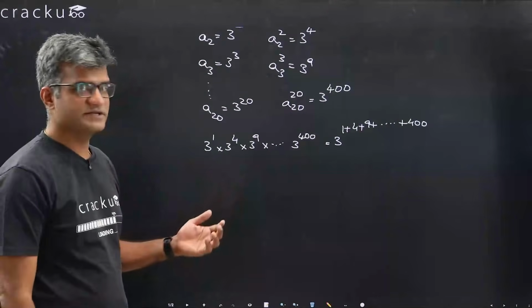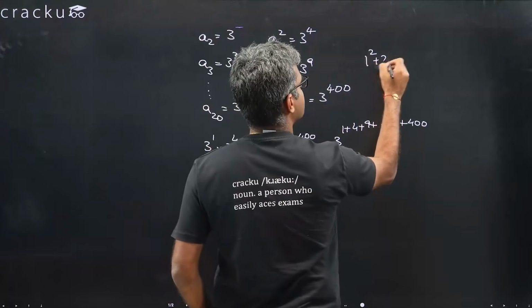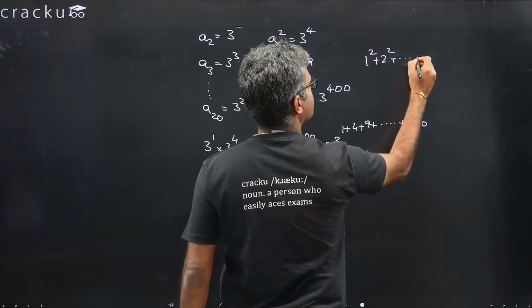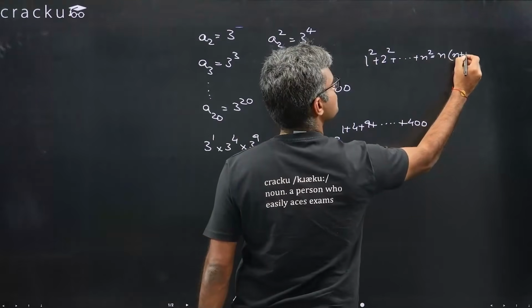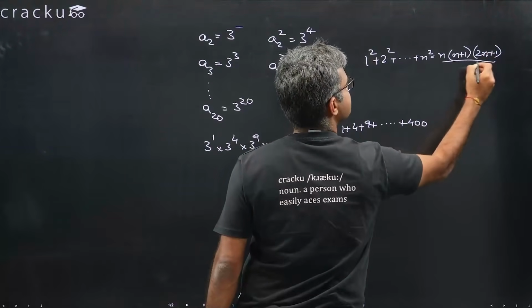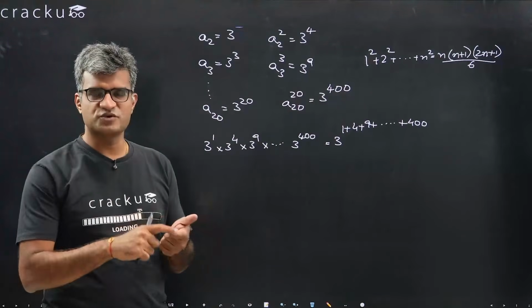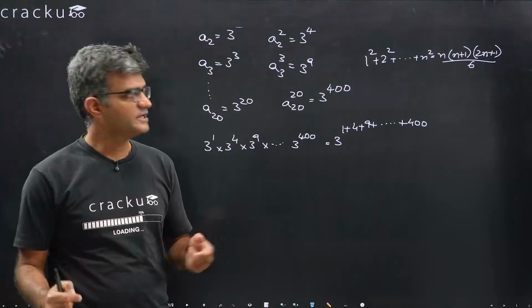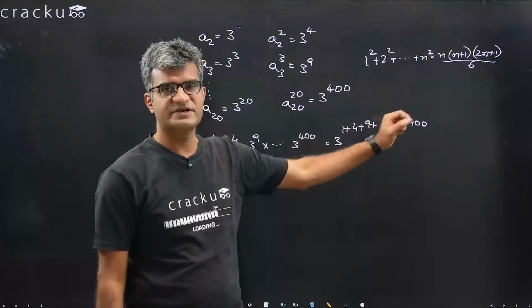We know the formula for the sum of the first n perfect squares. That is 1 square plus 2 square plus dot dot dot plus n square is equal to n into n plus 1 into 2n plus 1 divided by 6. For any natural number n, the sum of 1 square plus 2 square plus dot dot dot till n square is given by n into n plus 1 into 2n plus 1 divided by 6.